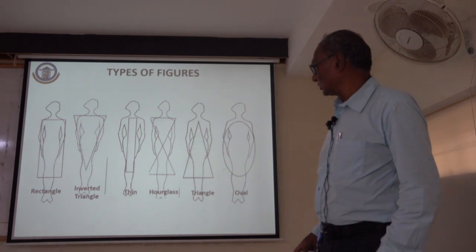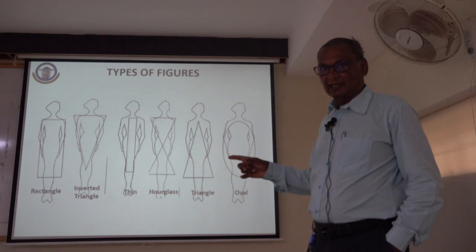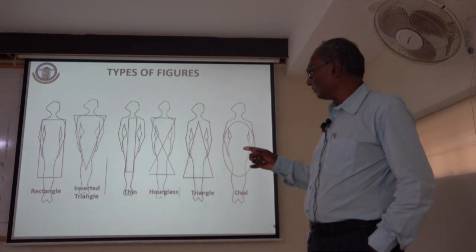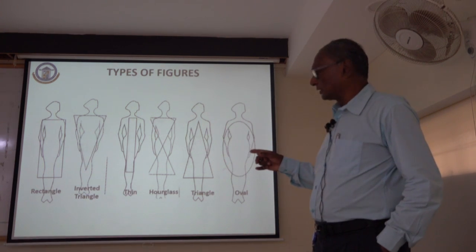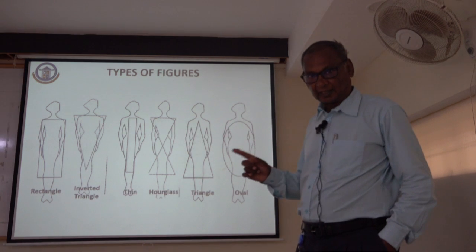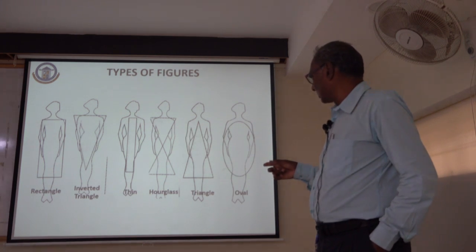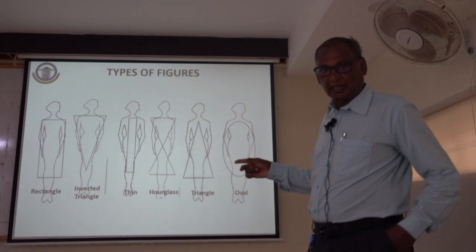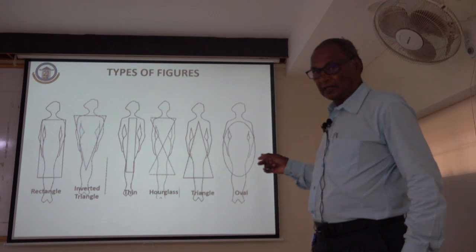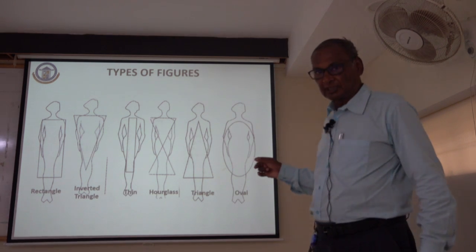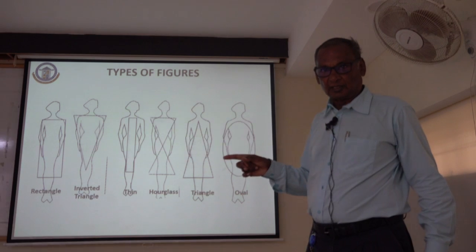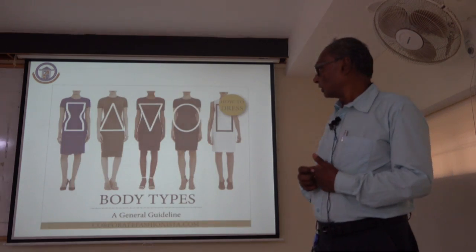From left to right you see a female having a rectangular structure. That is how it will look. And the inverted triangle structure, we will go into that in depth. And then the thin structure, the hourglass, also called the ideal structure, the triangle structure and an oval shaped structure. So these are the different structures we are talking about.